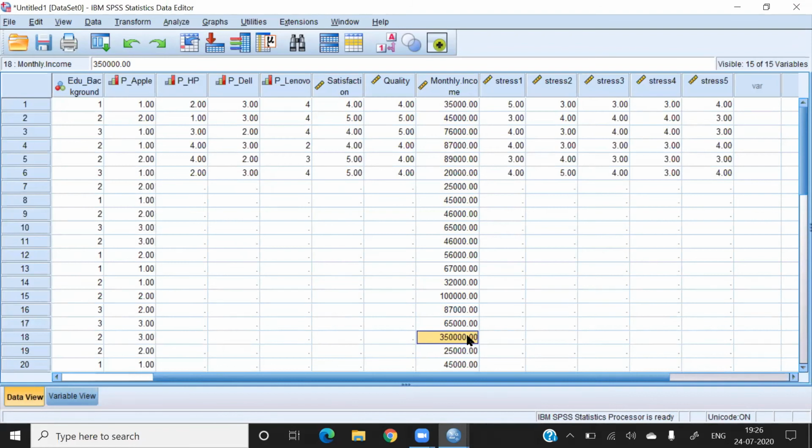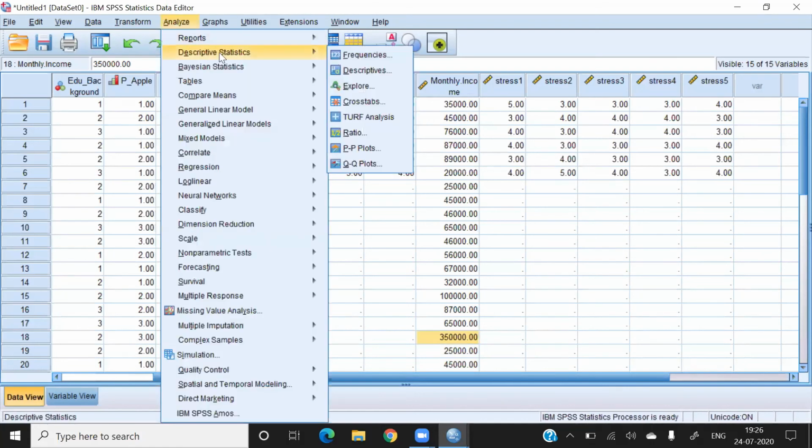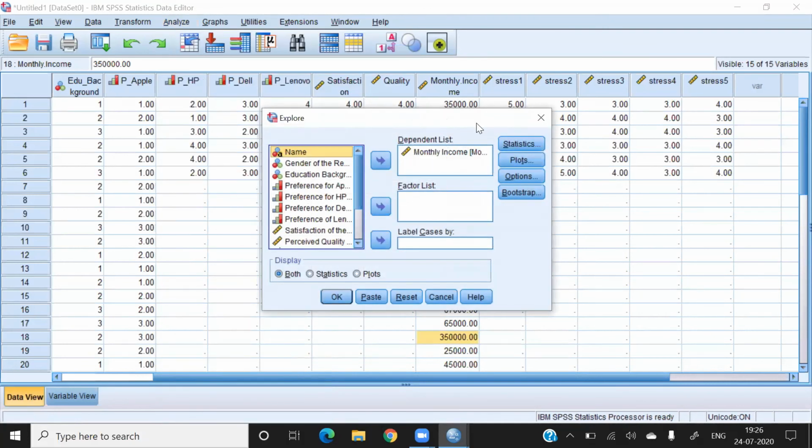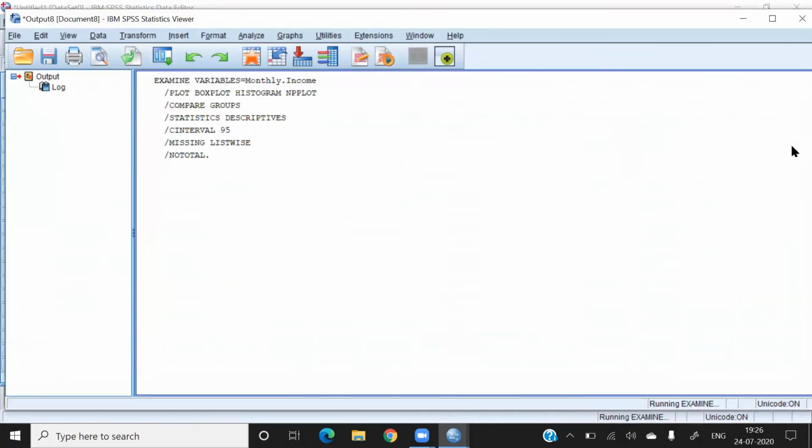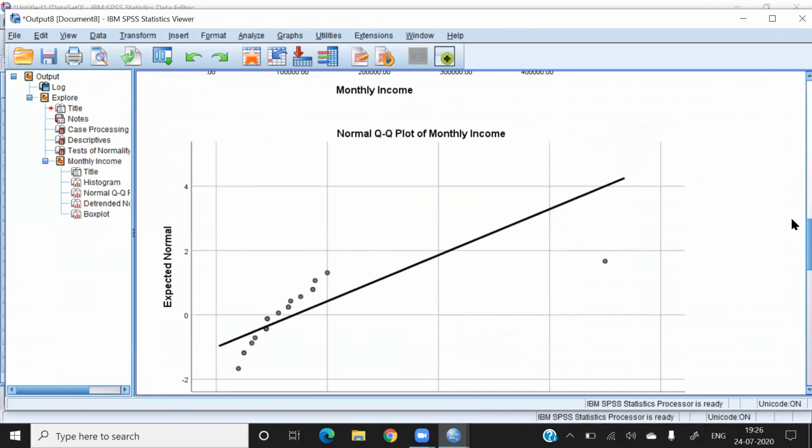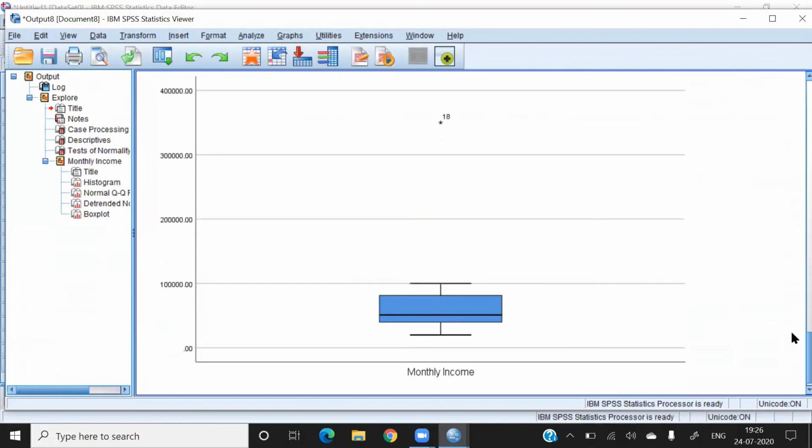If you have a very large data set, how can we identify that there is an outlier in the data set? For that, just go to Analyze, Descriptives, Explore, and do nothing. Just send this variable to the dependent list and click OK. At the end you can see one of the options, known as outlier test. In this case, you can see this body and the star, right? This diagram is known as a box plot diagram.